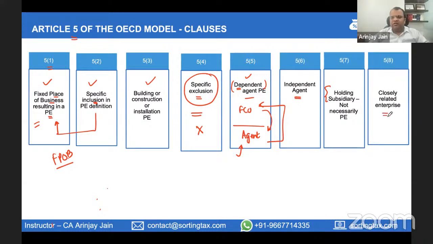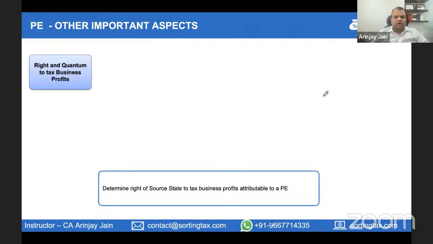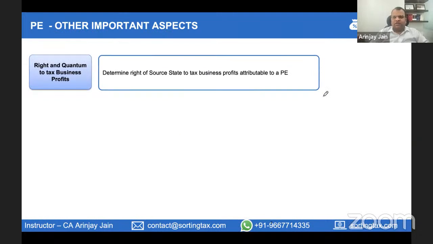And paragraph 8 deals with the concept of closely related enterprise. So some of the important aspects as to why PE is important, which we discussed briefly a short while ago, are that it decides the right of the source state to tax business profits which are attributable to a PE. Now, these concepts we are going to discuss in a later part of this presentation, but basically, that's the foremost important thing of a PE.